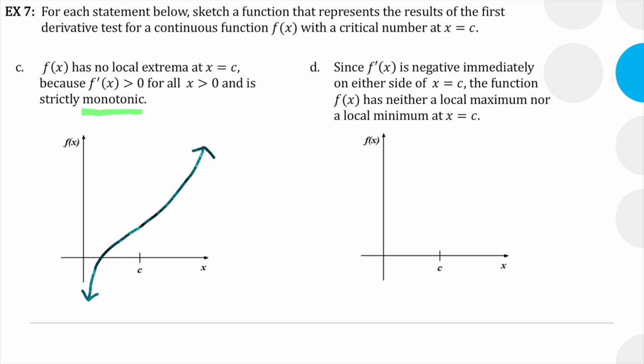And then D, since f prime of x is negative immediately on either side of x equals c, the function f of x has neither a local maximum nor a local minimum. So it's decreasing on either side of x equals c, but perhaps at x equals c, it kind of stalls out a little bit. So that's an introduction into graph sketching. And like I said, we're really getting into some of the meat of calculus. So thank you for hanging in there with me.